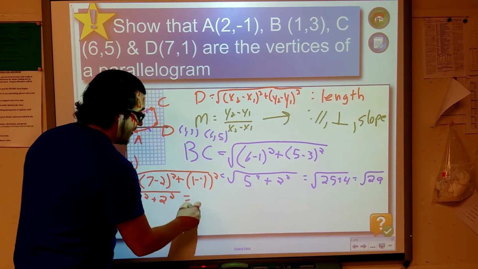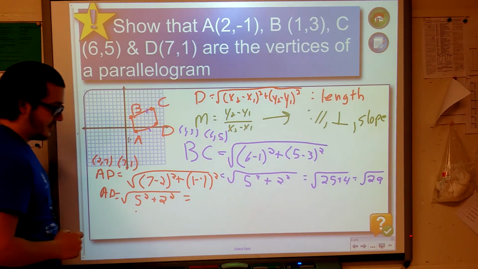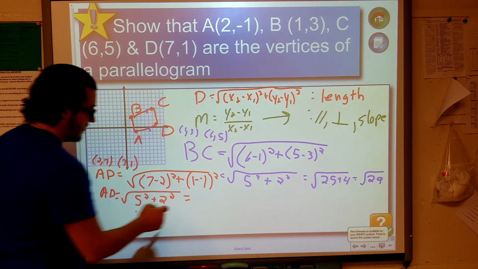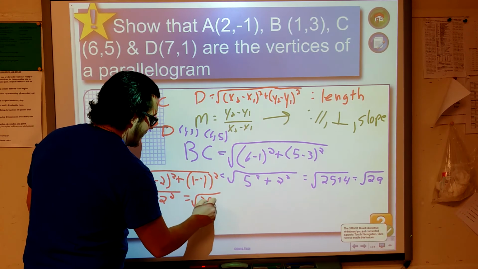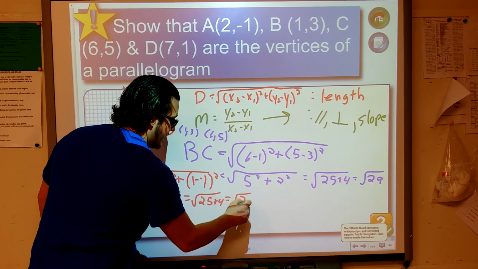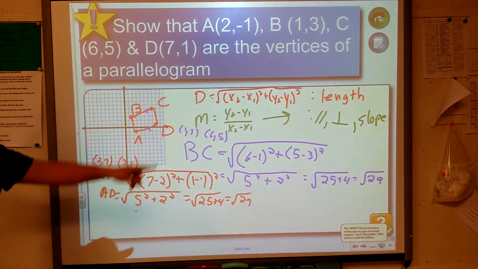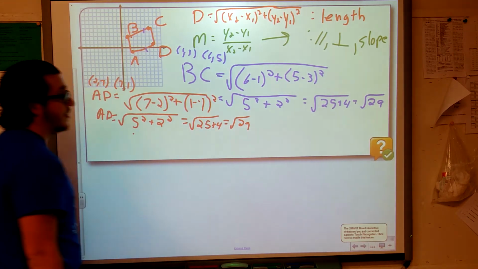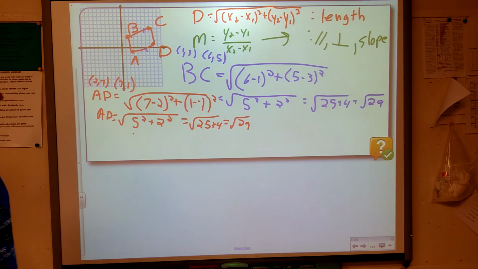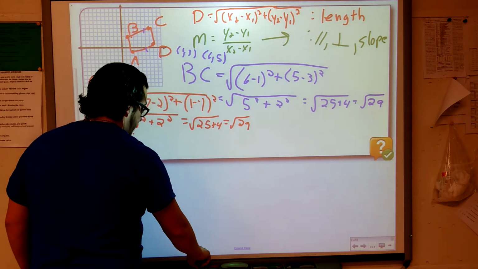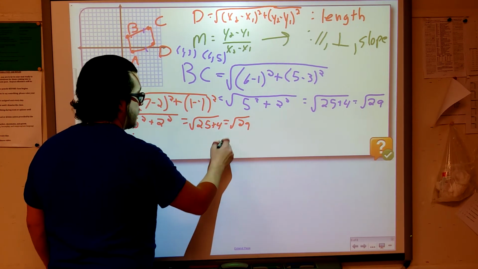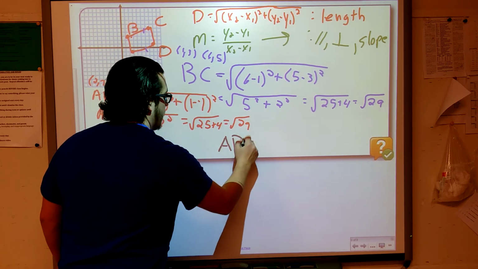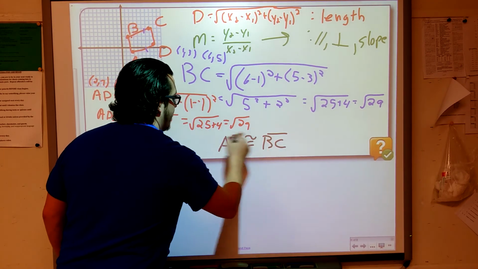5 squared is 25. Oh, and the board wants to restart itself right now. That's always nice. All right. So it's 25 plus 4, square root of 29. They're congruent. Positive. It's a good thing there. AD is congruent to BC.